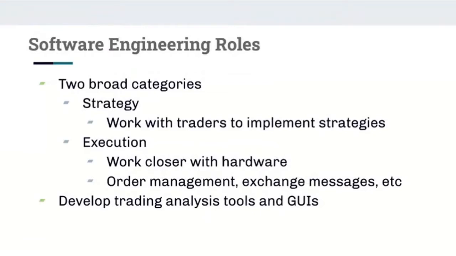So you're going to be figuring out, okay, maybe we need to produce a new signal. So we need to figure out where the information comes from and what's the best way to disseminate the information across the entire system. On the execution side, you're going to be working closer with the hardware, with the network engineers, and figuring out what's the best way to send orders to the exchange.